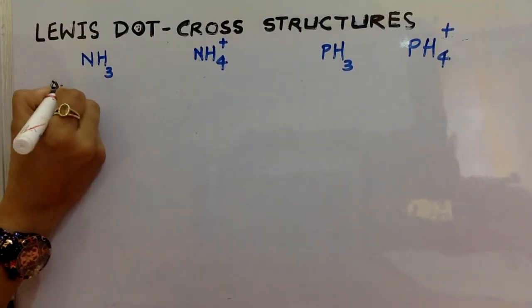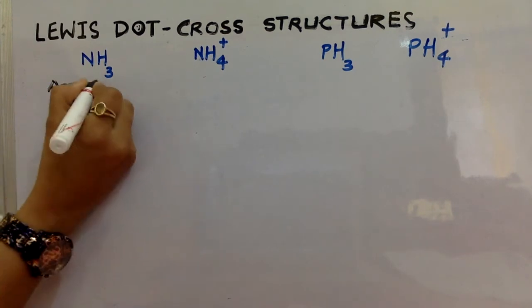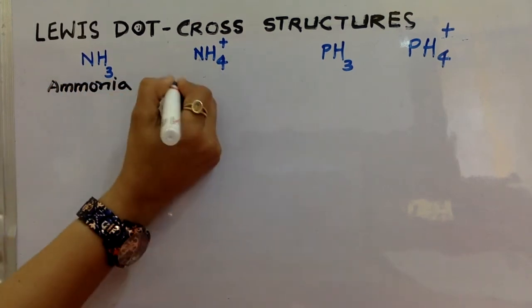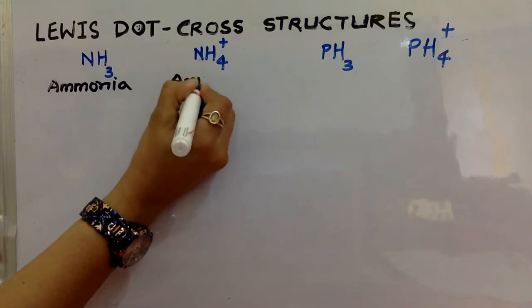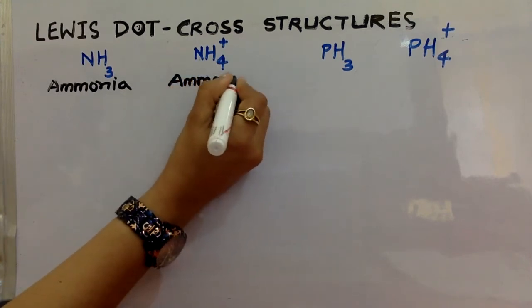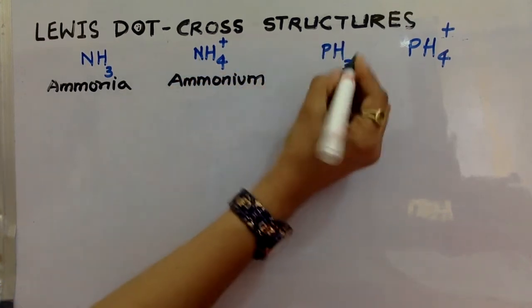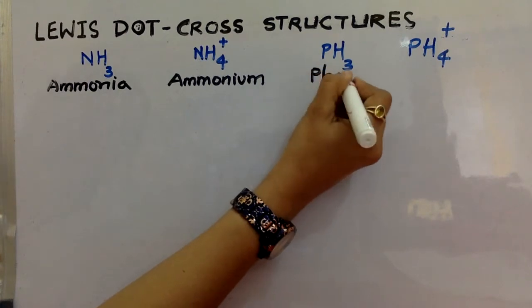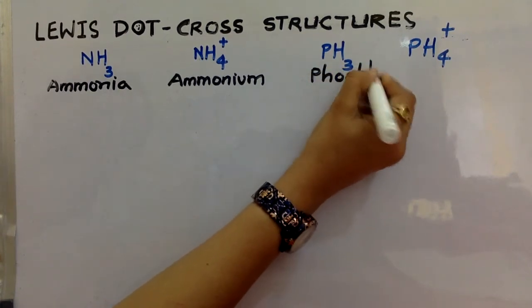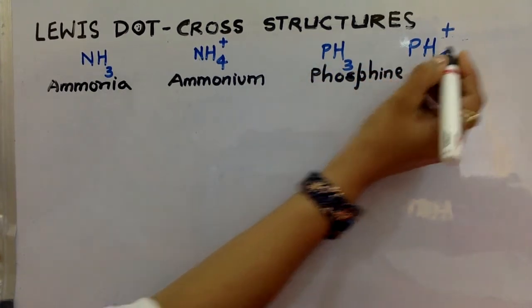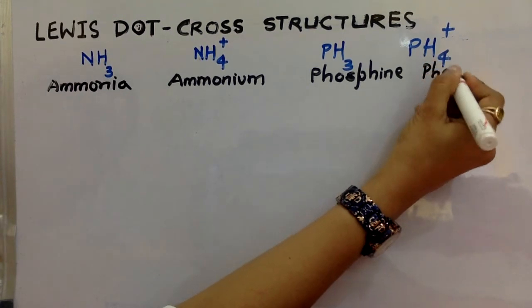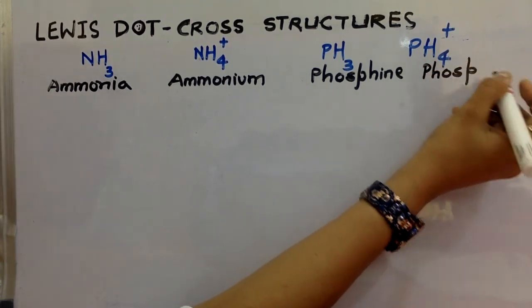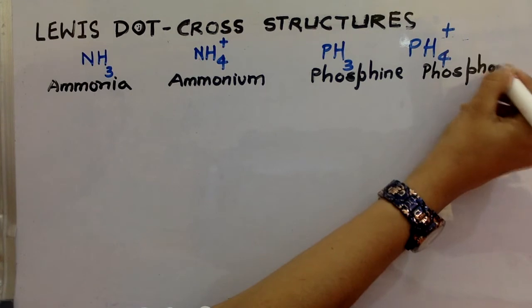I'm just entering the names. This is ammonia, everybody knows. This is ammonium. This is phosphine. And that's phosphonium.